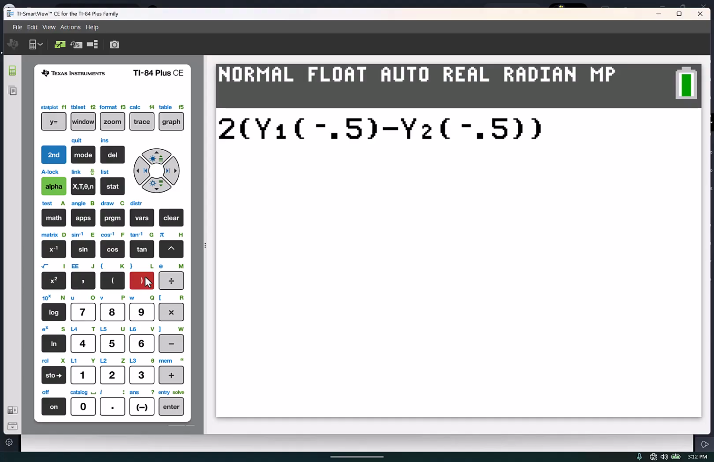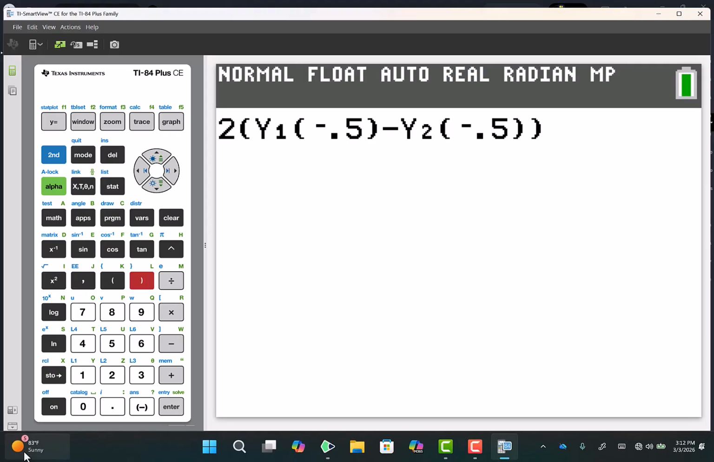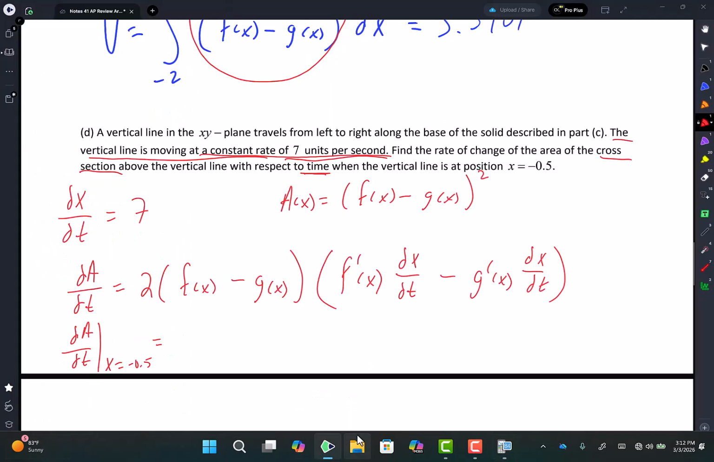No? No. It's okay. It's okay. I wanted to go back to that. I hate sitting down for so long. Why is this so low? I'm doing this. 2 f of negative 0.5 minus g of negative 0.5.